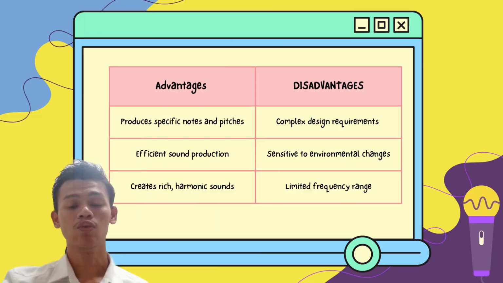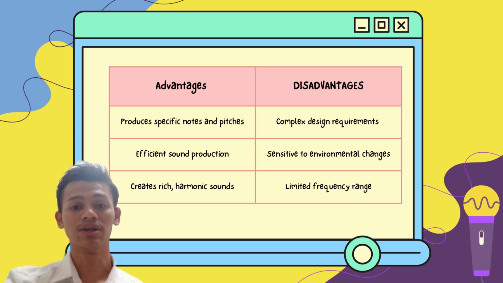Okay, now we move to the next part, which is the advantages and disadvantages of standing waves in musical instruments. For the advantages, there are three. First is producing specific notes and pitch, where standing waves allow musicians to produce specific notes and pitch by controlling the vibration frequency, like adjusting string length or air column length.